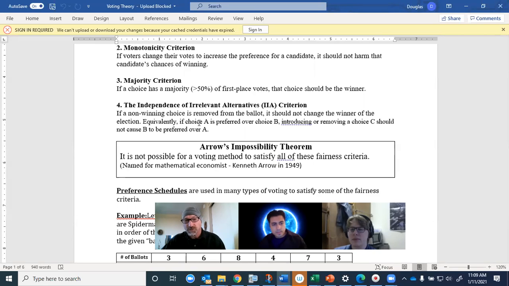If a loser was removed, you shouldn't get a new winner. That is, if choice A is preferred over choice B, introducing or removing a choice C should not cause B to be preferred over A. If I want A, then B, and then C, and I remove C, it shouldn't move B up and A down. A and B should still stay in that order.